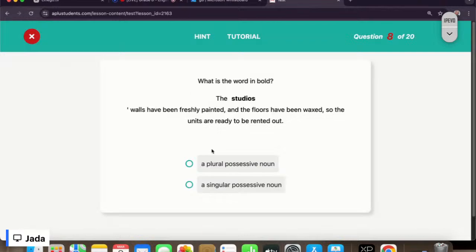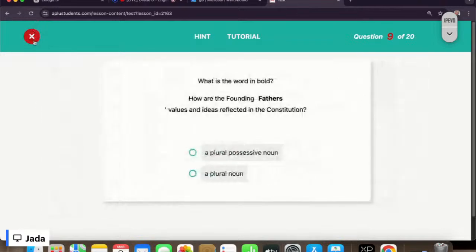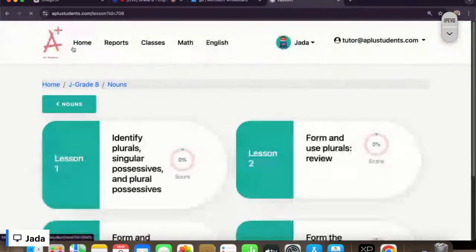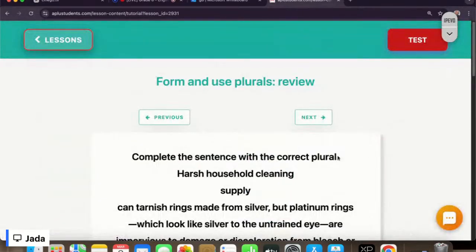Okay, so we have plural possessive. Alright, that's it for this lesson. We'll move on to the next. So make sure you complete this if you haven't done it. So we have form and use plurals review, but ask me if you have any question before we continue.